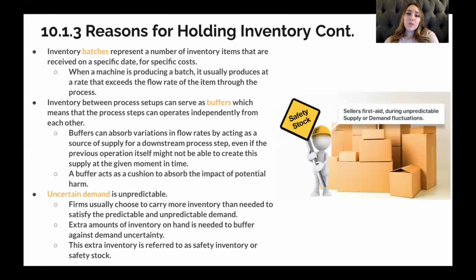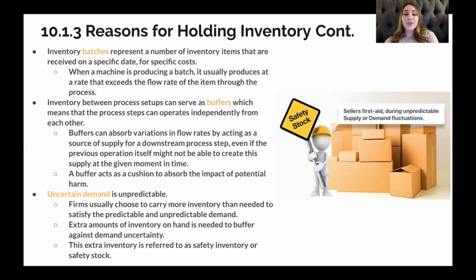A buffer is able to absorb variations in flow rates by acting as a source of supply for a downstream process step, even if this process operation itself might not be able to create this supply at the given moment in time. A buffer acts as a cushion to absorb the impact of potential harm.